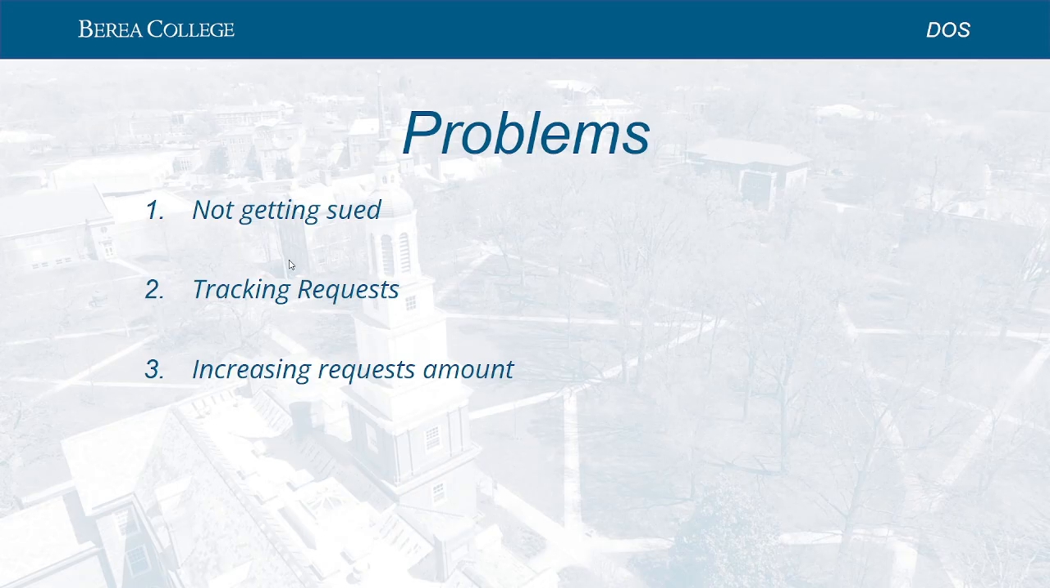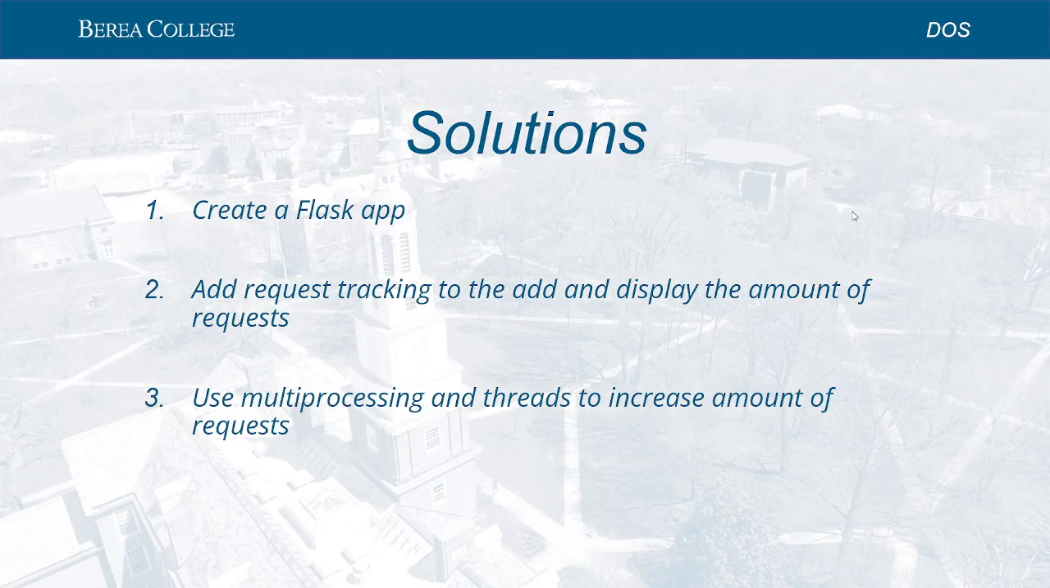All right, problems. Number one, I don't want to get sued. DOSing a server or anything like that without people's permission is illegal and a felony. So that's a problem. Number two is how do I track the requests that we're throwing at people? And number three is increasing the request amount. How can we get enough requests going on to actually have a DOS occur, a denial of service?